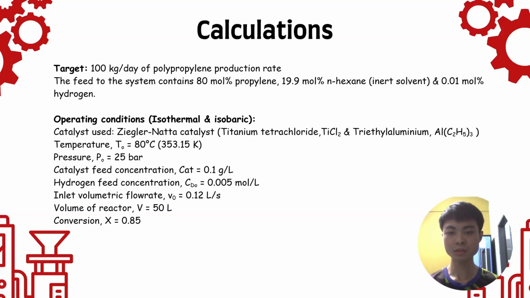The operating temperature is 80 degrees Celsius, pressure is 25 bar. Catalyst feed concentration is 0.1 gram per liter. Hydrogen feed concentration is 0.005 mole per liter. Inlet volumetric flow rate is 0.12 liter per second. Volume of reactor is 50 liters and conversion is 0.8.